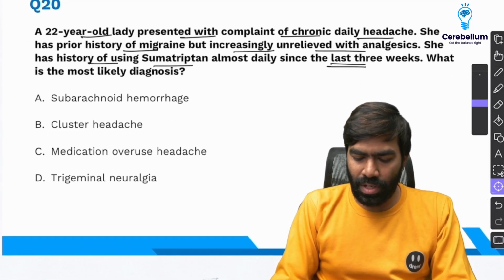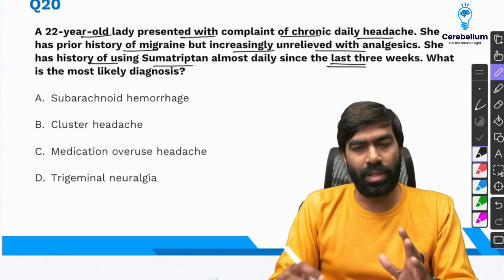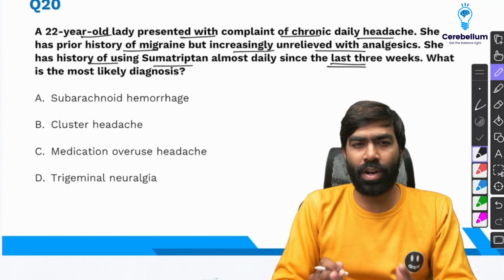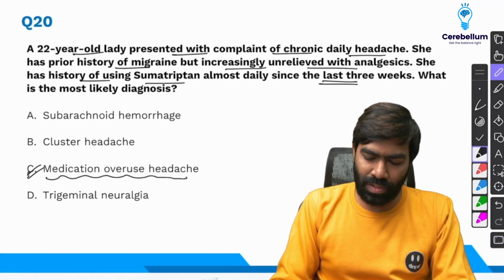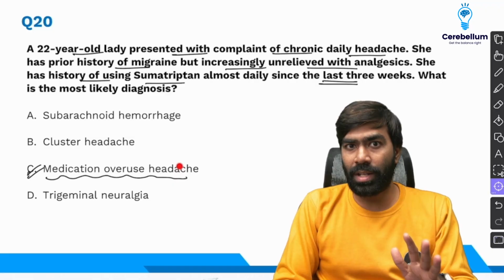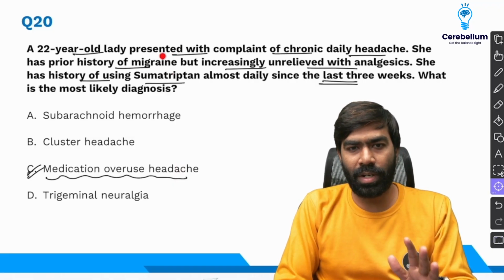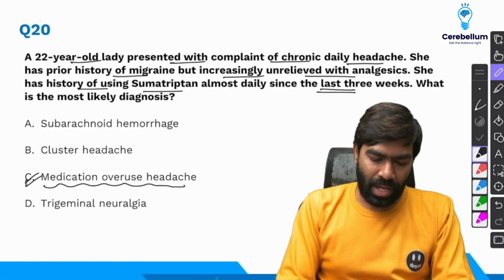So somebody using analgesics, especially for more than 10 to 15 days per month, is at risk of developing a type of headache called medication overuse headache. And the only treatment of this type of headache is going to be withdrawal from analgesics. But if you withdraw from analgesics, the background migraine can exacerbate. So you need to explain all these things to the patient very, very carefully.